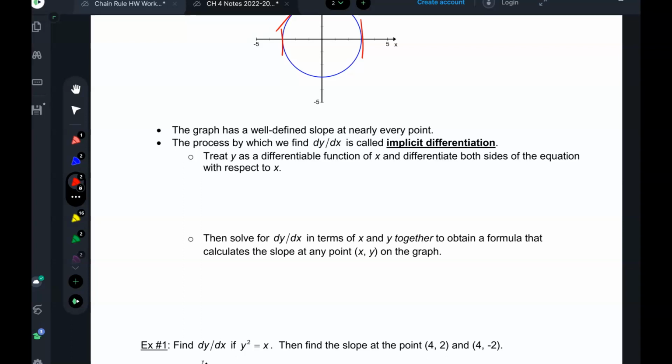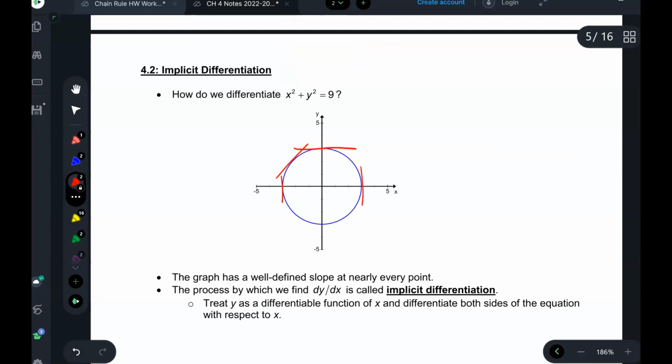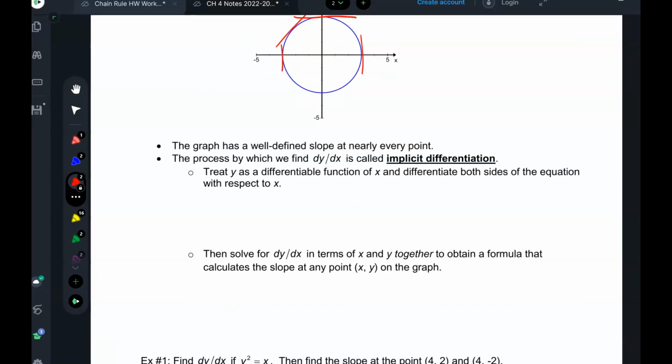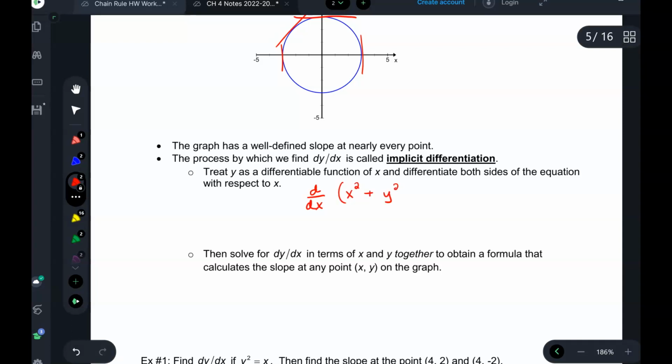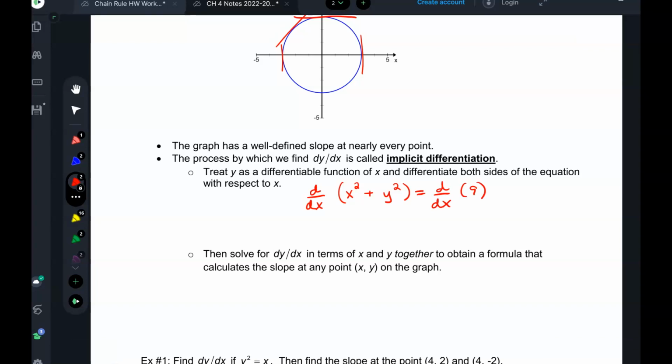Here's what we want to do. We want to find dy dx of that function, x squared plus y squared equals 9, a circle with radius 3. So I want to take d dx of both sides. Just like solving equations, we have to balance our equation. Whatever we do to one side, we have to do to the other. Good so far? Didn't really do anything. We just put a d dx on both sides.